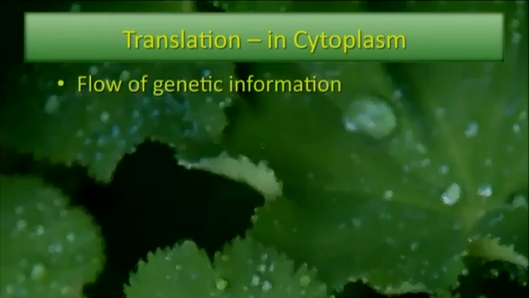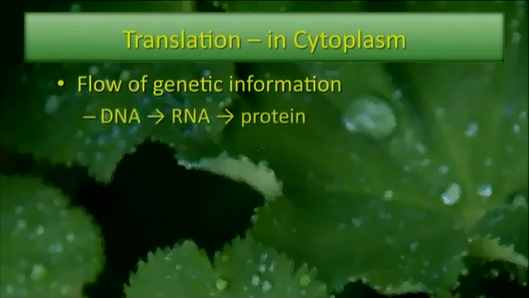Now the flow of genetic information goes from DNA to RNA to protein. The DNA in the nucleus acts as a template for the transcription of messenger RNA. The messenger RNA is taken to the cytoplasm, where the mRNA is then translated into a polypeptide, which forms a protein.